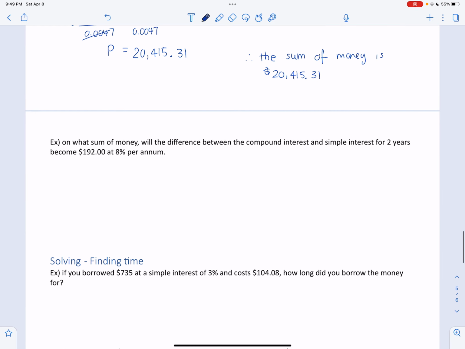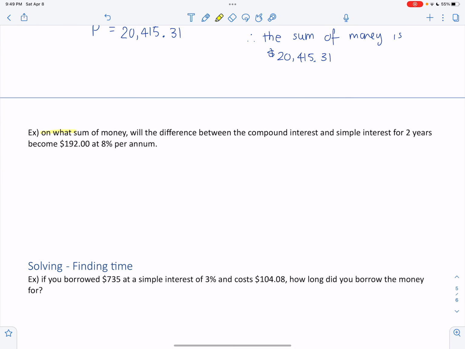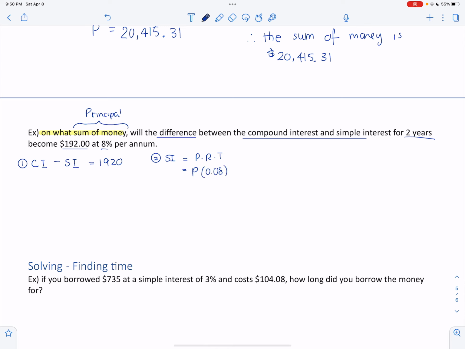Okay, one more example on this. On what sum of money? Again, we're looking for the principal. Sum of money is principal, right? The difference between the two methods for 2 years is $192 at 8%. Again, we start with step one, and then number 2, we find our simple interest, P times R times T. P is unknown, R is 0.08, time is 2 years. So this is 0.16P.